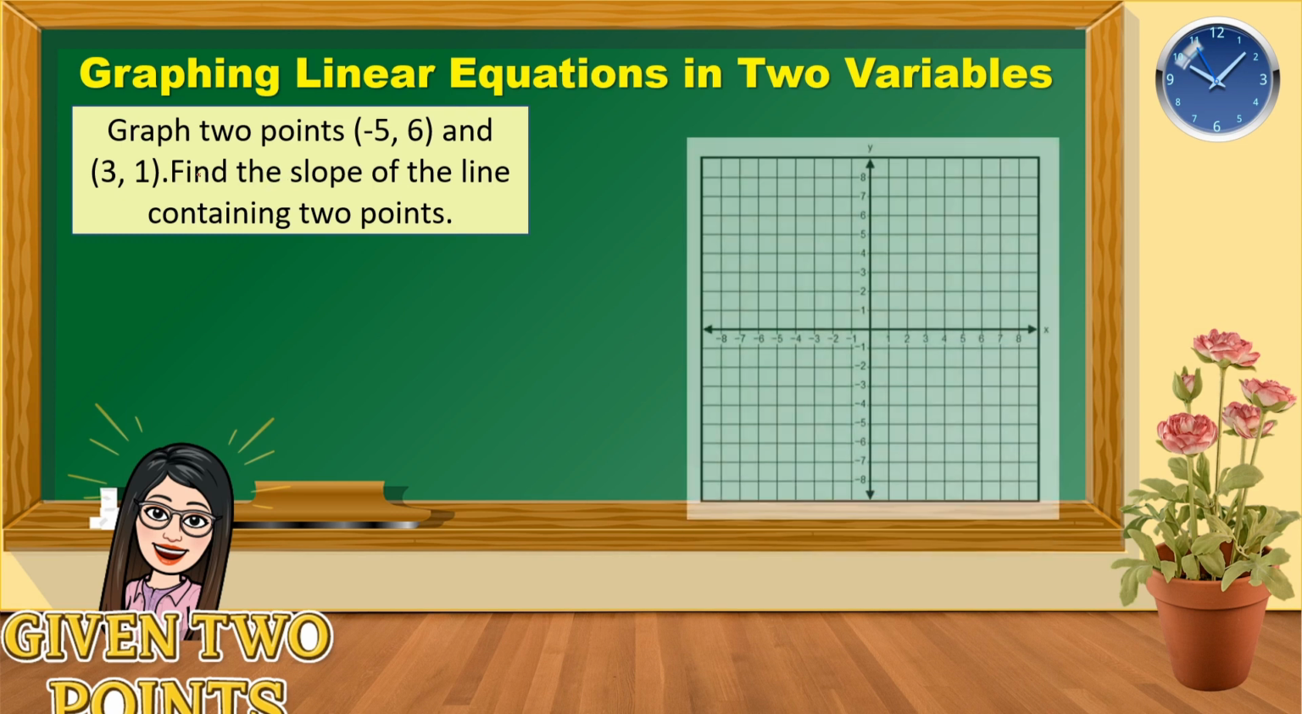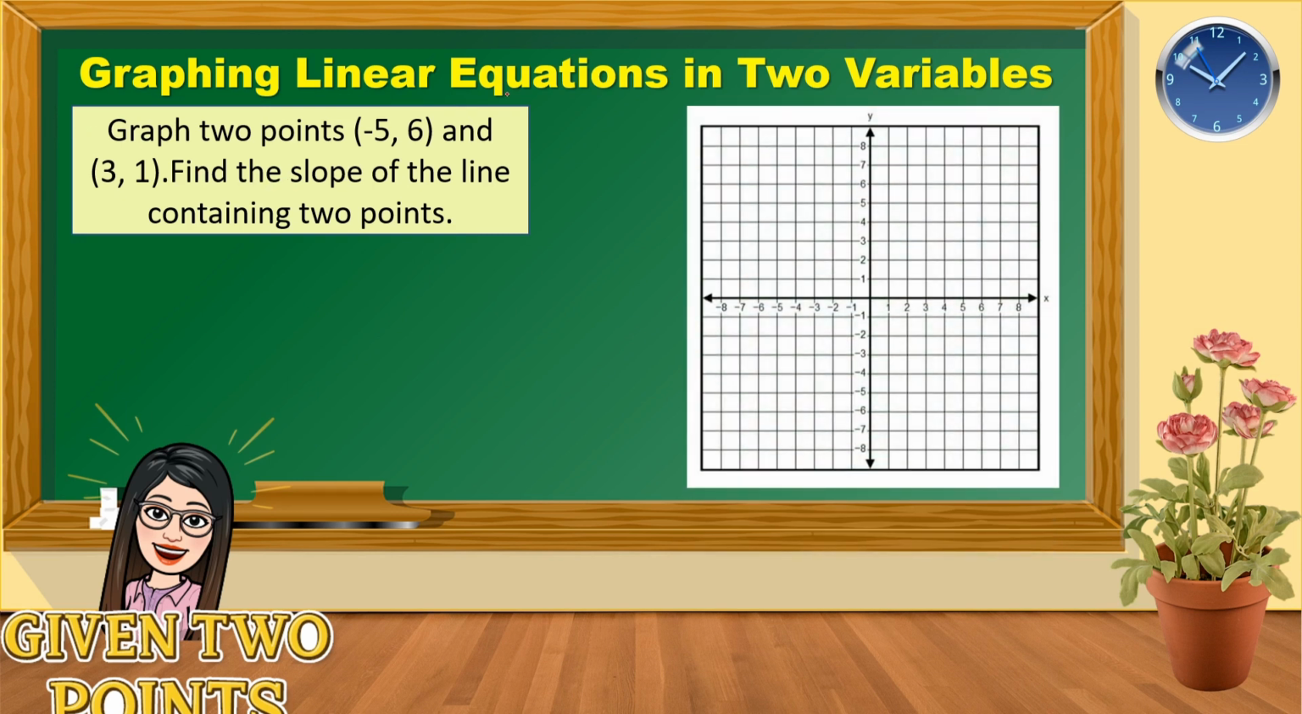Okay, so let's have this Cartesian plane. Let us first locate negative 5, 6 in our Cartesian plane. Negative 5, again, is here on our x-axis. We look here. And then for 6, we look here on our y-axis.